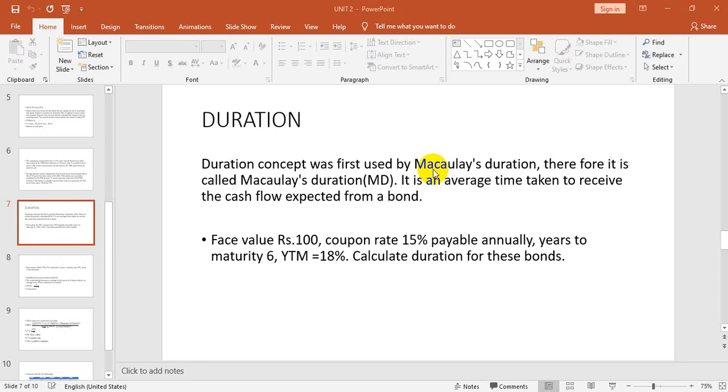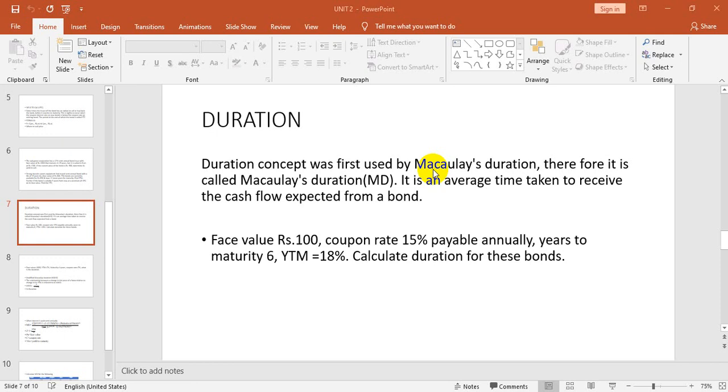Suppose the total is 10 years. You take the average of those 10 years, that is the time it will take to receive the cash flow expected from a bond. So that is the duration: the time taken to receive the cash flow from a bond asset.